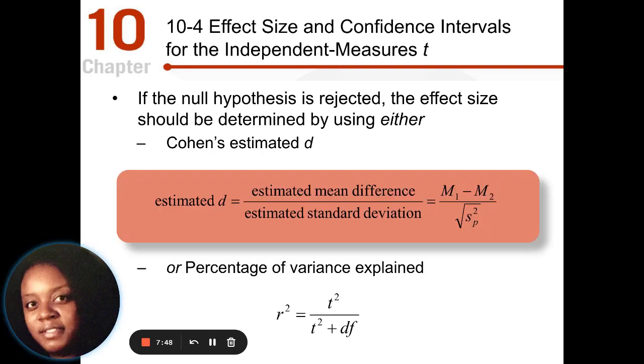We also have to consider the effect size and confidence intervals for those independent measures. If we reject the null hypothesis, then that effect size should be determined by using either Cohen's estimated d or the percentage of variance explained. You can see those different formulas there.